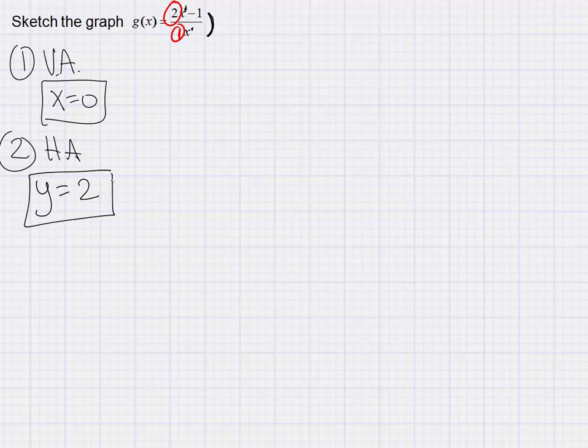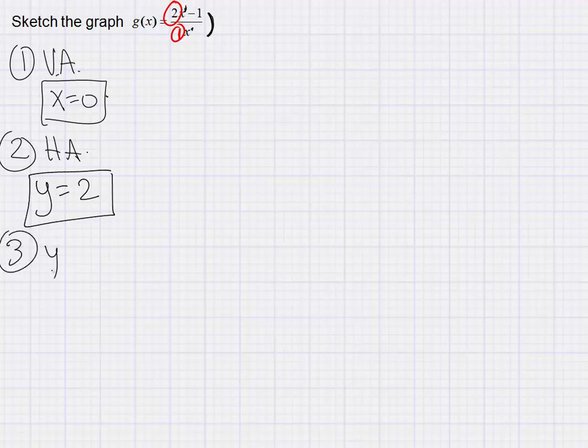Okay? Again, the vertical asymptote is a vertical line. You should write it as x equals a number. Horizontal asymptote is a horizontal line. You should write it as y equals a number. Don't just write 0 or 2 usually. You should know that this is how you write vertical and horizontal lines. And these are vertical and horizontal lines.